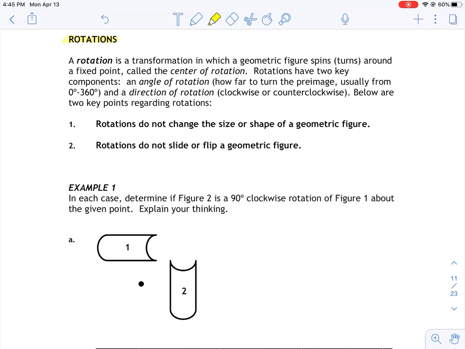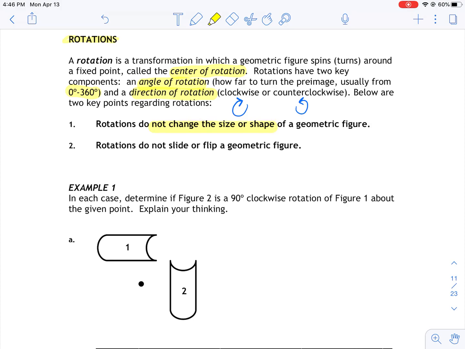So a rotation is a turn, okay? It spins a figure around a point called the center of rotation. So they have two components, an angle and a direction. Our angles are measured in degrees, and they tell us how far to turn the image. If it says 90 degrees, we turn the image a quarter turn. If it said 360 degrees, we turn it a complete turn. And then direction: which way do we turn it, clockwise or counterclockwise? Clockwise is this direction, just like a clock. Counterclockwise, just like that. You might want to put those in your notes.